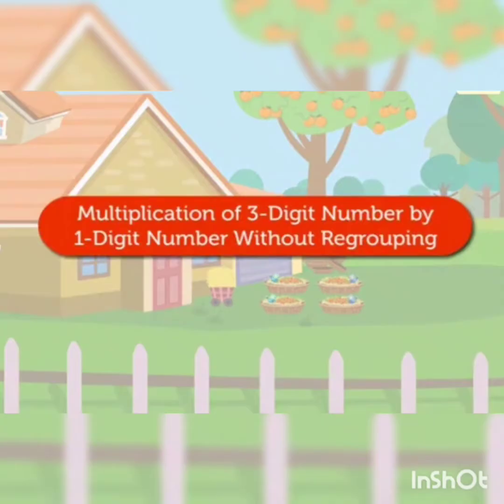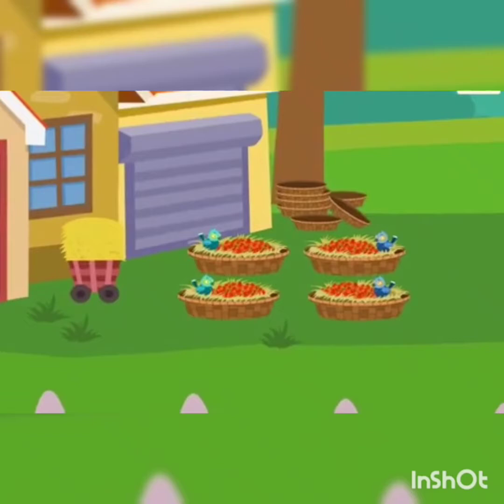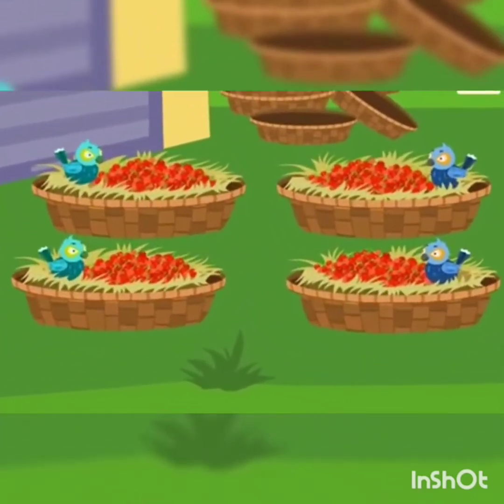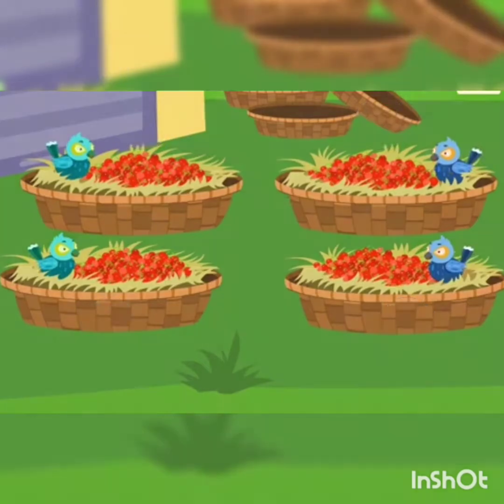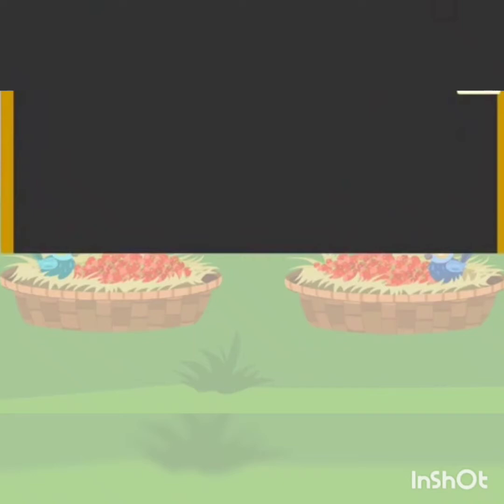Multiplication of a 3-digit number by a 1-digit number without regrouping. Multiplication of a 3-digit number by a 1-digit number without carrying. Okay, all of you listen carefully. Here we can see there are 4 birds and each of them had 121 berries. So, we have to find out how many berries they had in all.